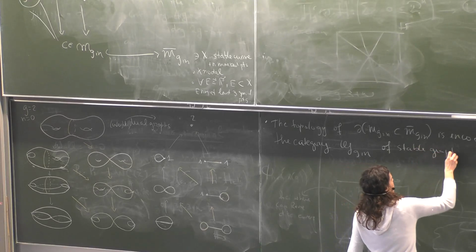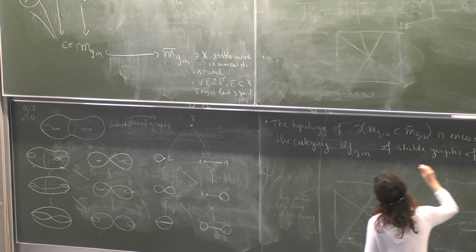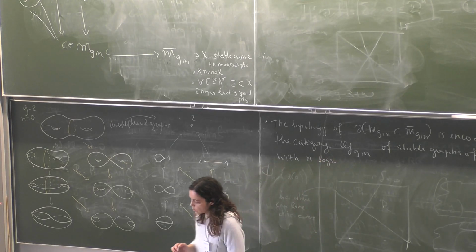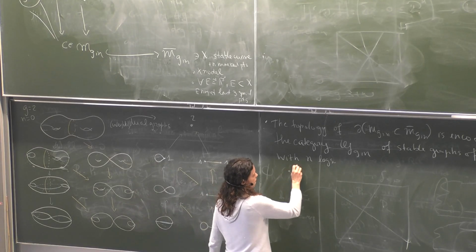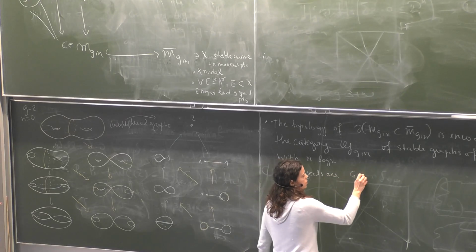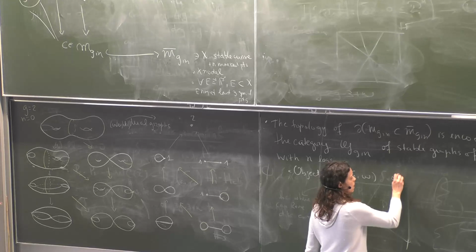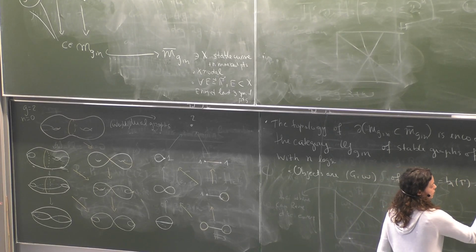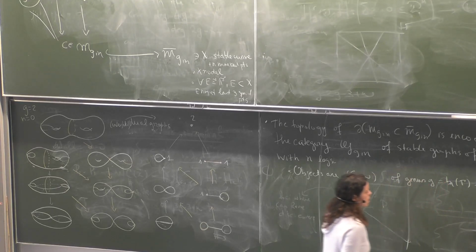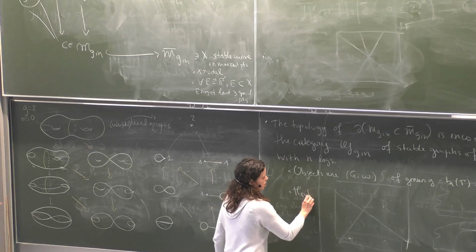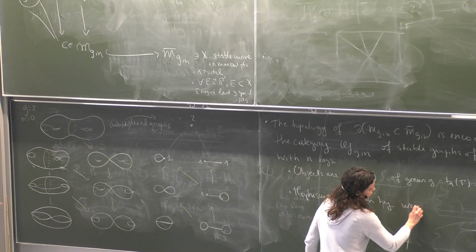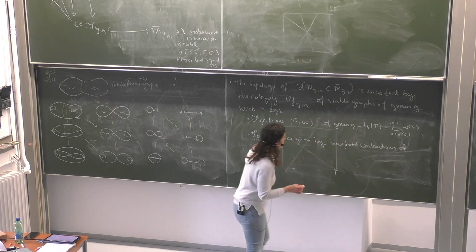Okay, so the category of stable graphs of genus g and n legs. So what's this category? The objects, as we saw, are Gamma with weight w, so a weighted graph of genus g. The genus g is, as I said, the first Betti number plus the sum of the weights. And the morphisms are given by weighted contractions of your weighted graphs.